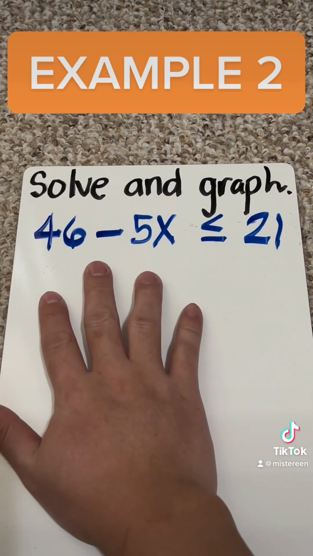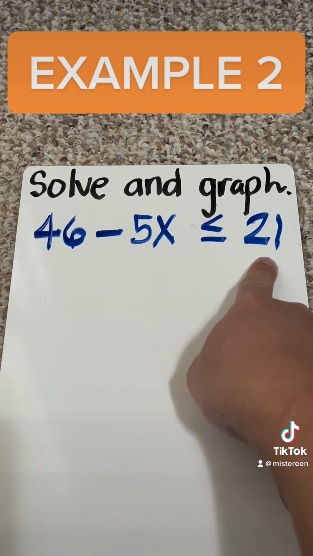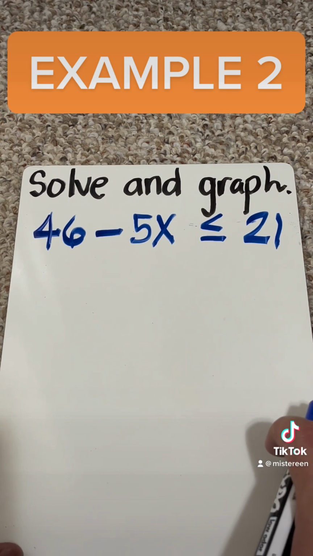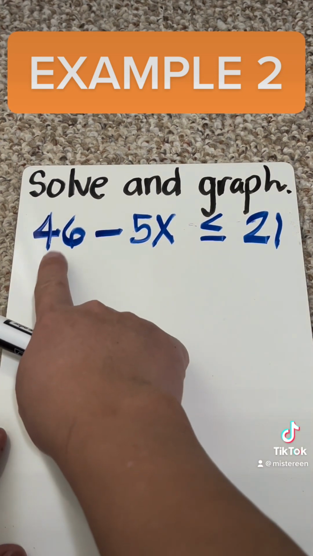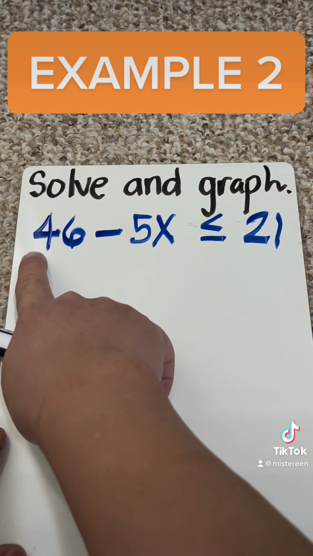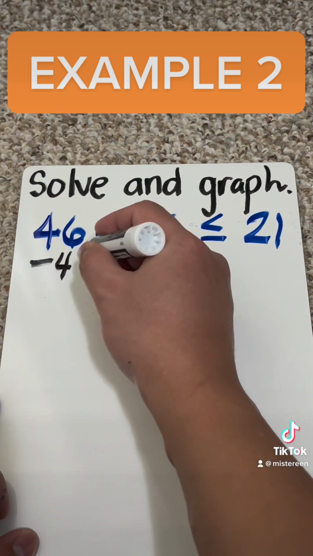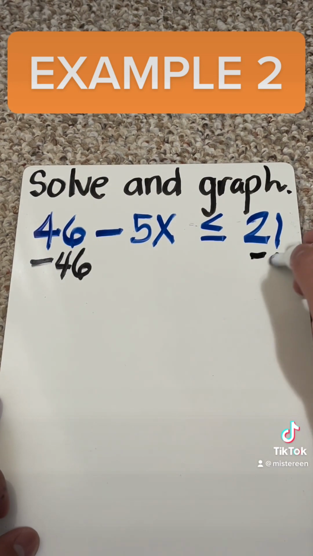Our second example, we have 46 minus 5x is less than or equal to 21. We're going to solve this and graph. So again, step 1 is to undo addition or subtraction. So we first remove the number without the variable here, and it's a positive 46. To undo a positive 46, we need to subtract 46. So undo addition by subtraction to both sides.